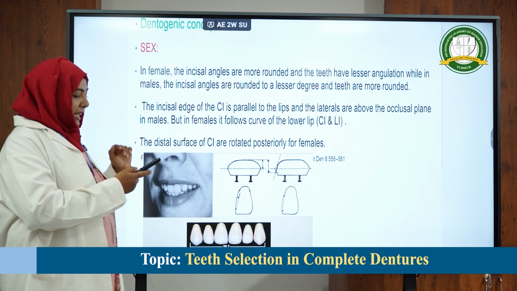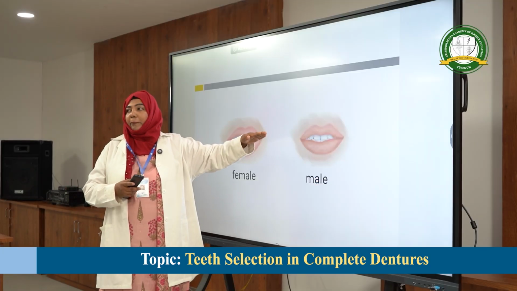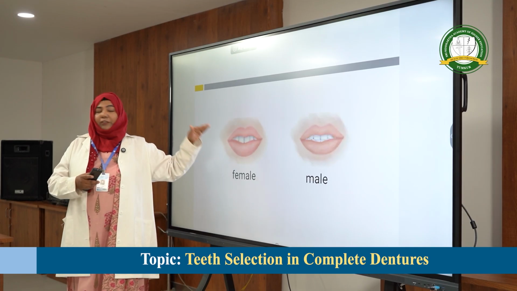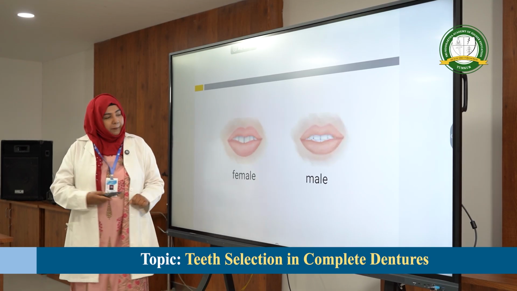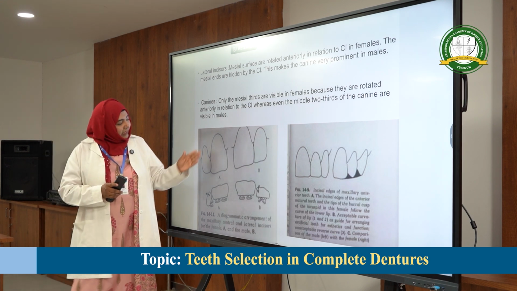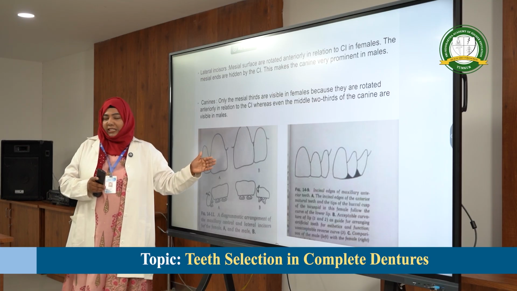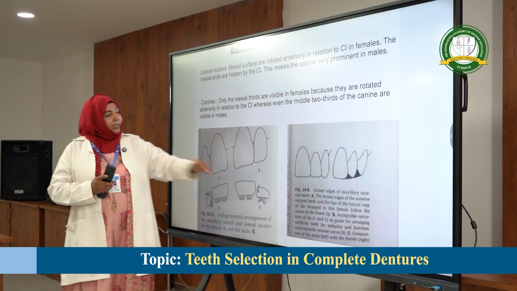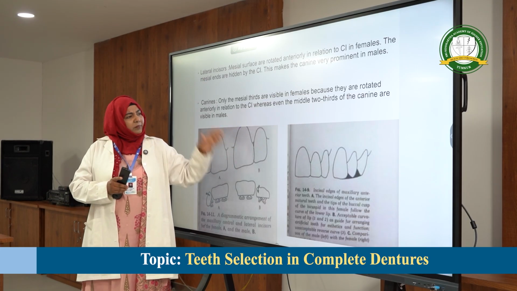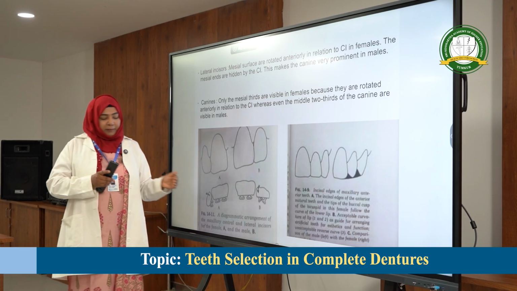When you see the incisal edges of the maxillary anterior teeth, in the male, the incisal edges are parallel to the curvature of the lower lip, whereas in the females, the incisal edges follow the curvature of the lower lip. Then the lateral incisor. The mesial part of the lateral incisor, in the female, is more ahead when compared to the central incisor, whereas in the male, the mesial part of the lateral incisor is hidden by the central incisor. So this feature makes the canine more prominent in the male than in the female.